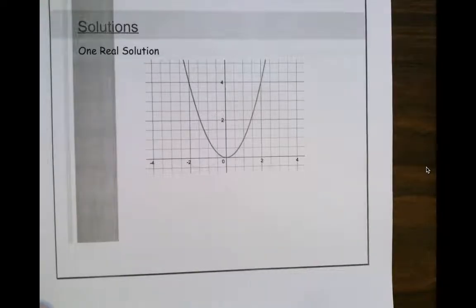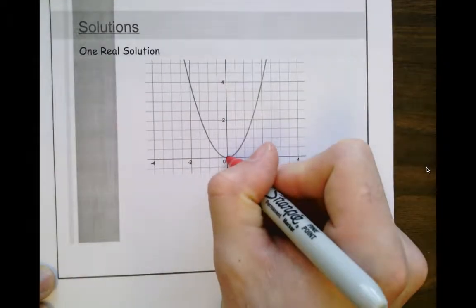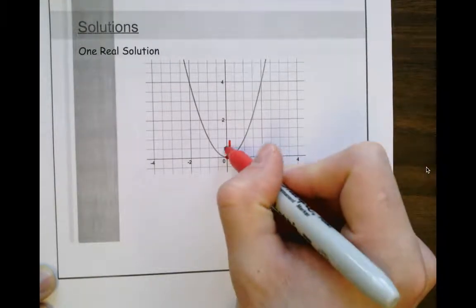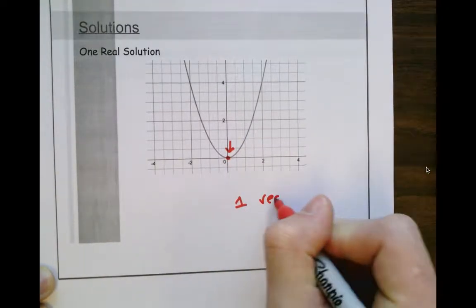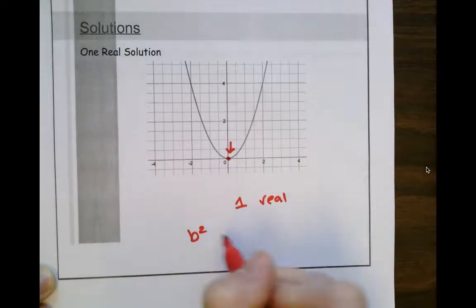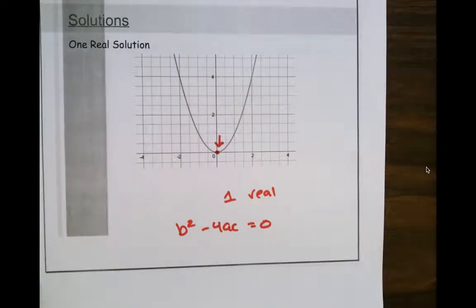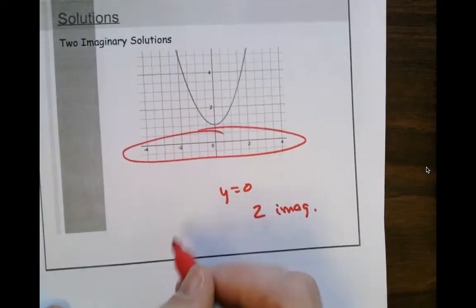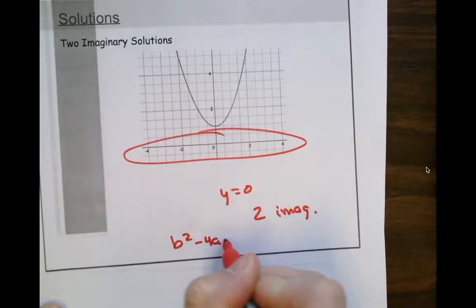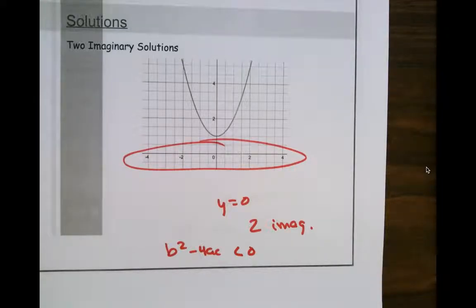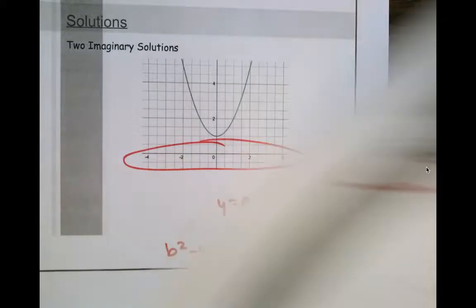Lastly, all right, we're going to have one real solution. Okay, and that's when our vertex intercepts the x-axis. So we see it only touches at one point. So we would have one real solution, and that's going to be when b squared minus 4ac ends up equaling 0. Okay, when it's actually set equal to 0. And for the two imaginary solutions, it would have to be negative. Okay, so understanding that, a solution is where we intercept the x-axis, and if we're going to have real ones, then it will actually show up on the graph, like we had here.